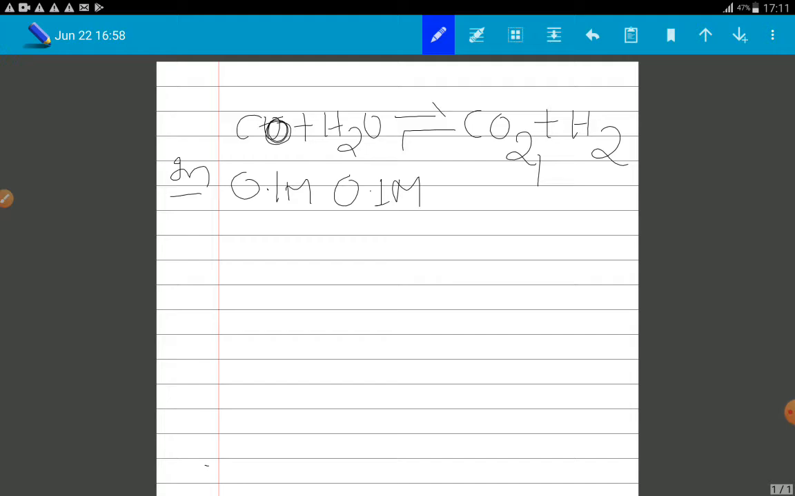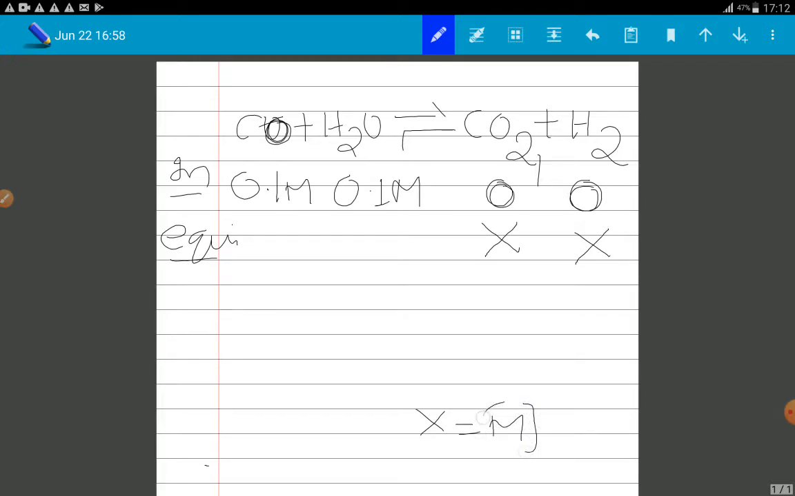Okay, so here at the initial stage, as you know very well, there is no formation of product, so we are assuming it as 0. At equilibrium, we don't know the concentration of the product. So here I am assuming the concentration as x. We don't know it, so we are assuming the value as x.